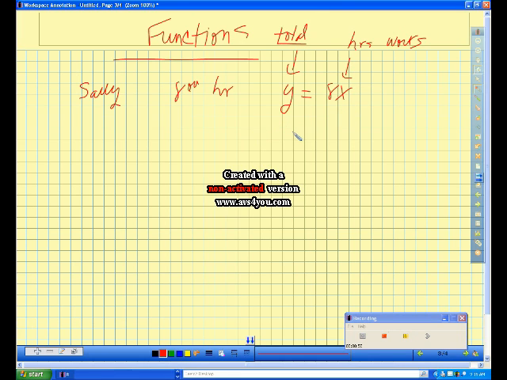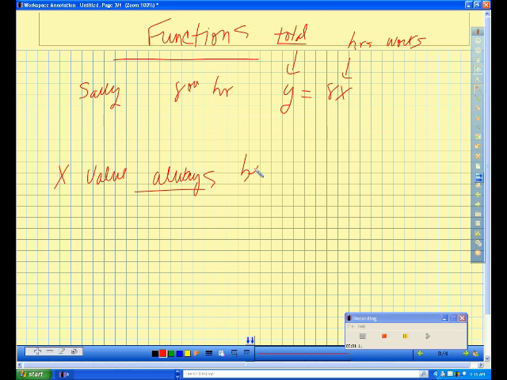So this is an example of a function because remember, a function means any particular amount that you have for x, if you put it into the function, it's always going to be paired with the same y. So any x value will always be paired with the same y value. What in the world do I mean by that?